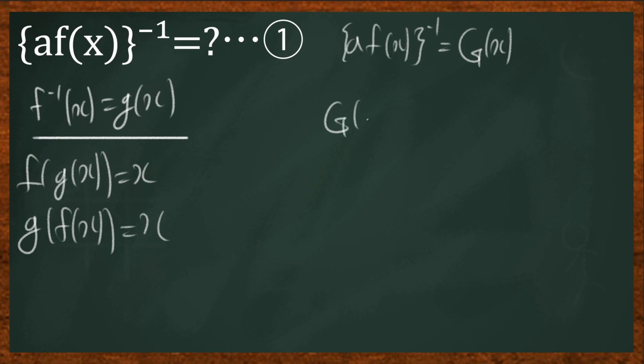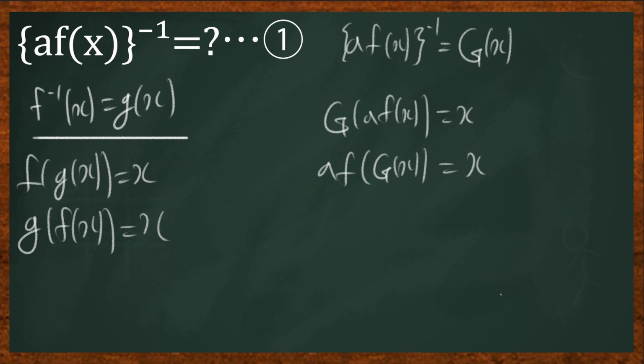What we know from this equation is that large G(a f(x)) is equal to x, and a times f(G(x)) is equal to x. And because we can divide a on each side, f(G(x)) is equal to x over a.